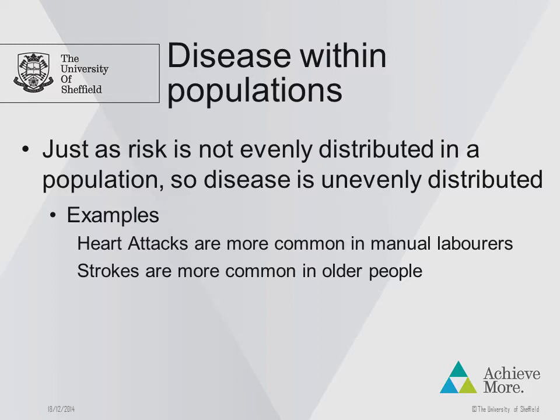Now, just as risk is not evenly distributed in a population, so disease is unevenly distributed, and this makes sense based on what we've said before. For example, heart attacks are much more common in manual labourers, and we've said before that smoking is much more common in manual labourers, so the risk factors and the disease profile fit each other well. Strokes are more common in older people.